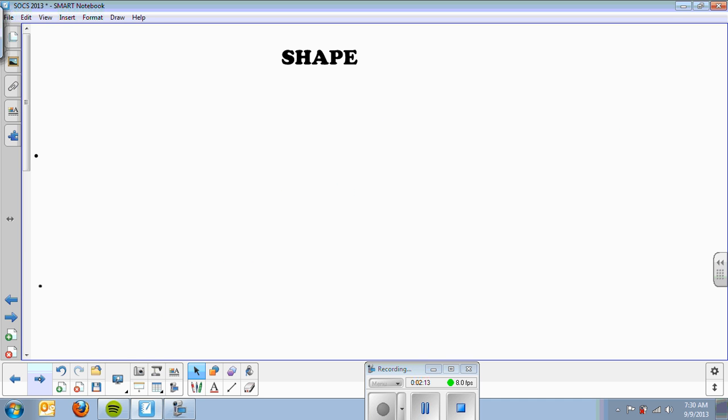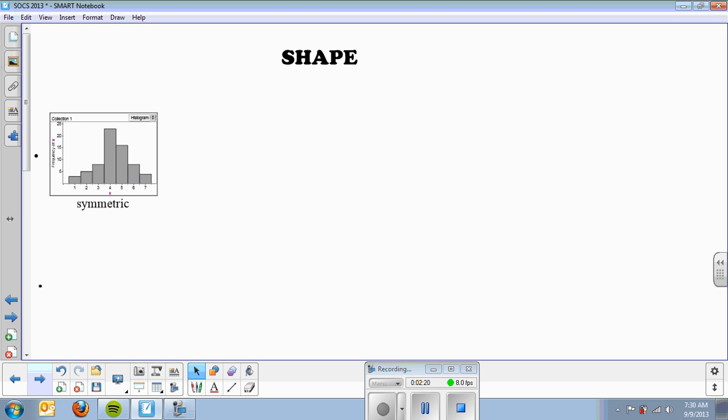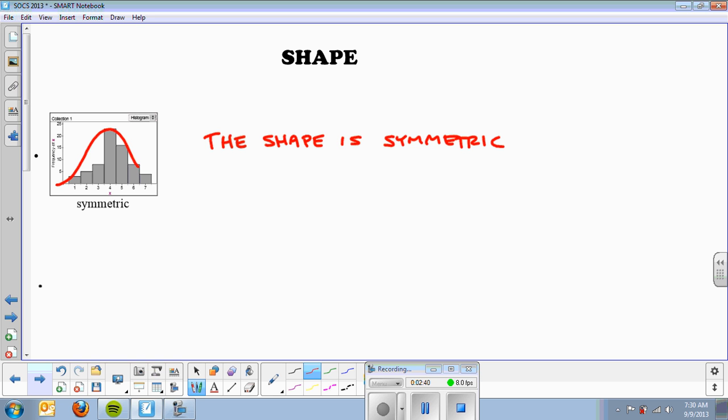Now, let's talk about the main types of shapes, so you can see what they look like. A symmetric graph is basically the same on the left as it is on the right. To write this out in a full sentence, I would say the shape is symmetric. Because this is unimodal, one mode, it's the same on the left as on the right. You know it as a bell curve. So I'm going to say that the shape is symmetric.